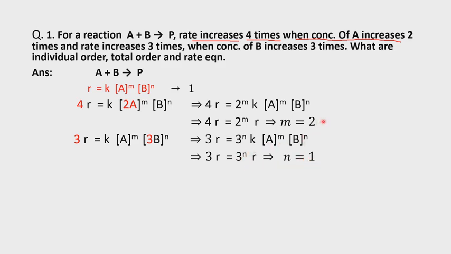So in this case, we have got M equal to 2. M value 2 means 2 is the order with respect to A, and here N equal to 1. It is the order with respect to B. So what about the overall total order? M plus N. Add 2 plus 1, you will get 3. That is the total order.